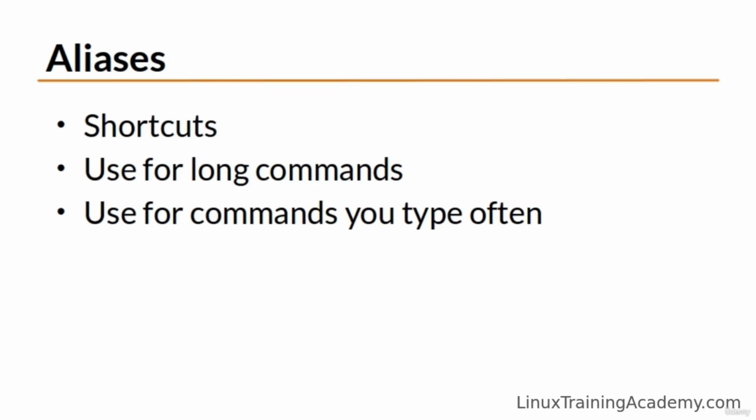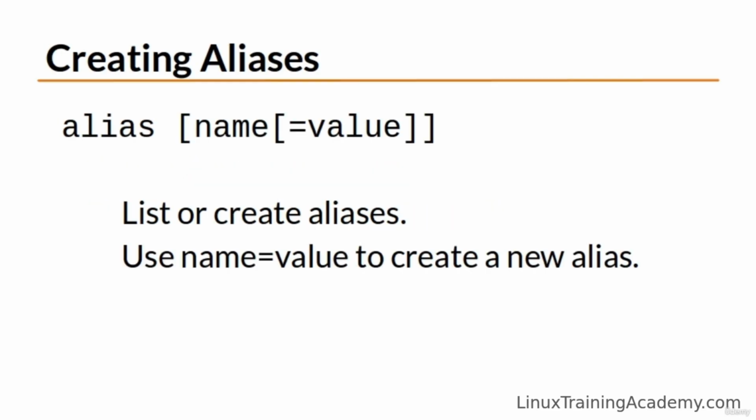As a matter of fact, this alias often comes predefined on many Linux distributions. The alias command can list or create aliases. If you run alias without any additional information on the command line, it displays the list of current aliases that are set. If you want to create an alias, use alias space the alias name equals and the value for that alias.